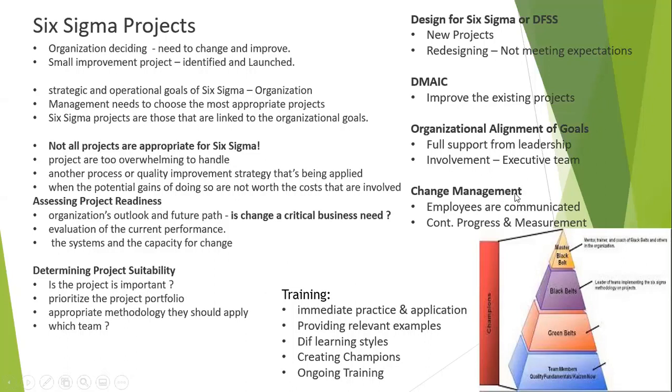And then change management. After doing your Six Sigma project and lean methodology, some changes need to be implemented in your process. Employees need to be communicated with, and continuous process measurement should be there. We have to inform them.